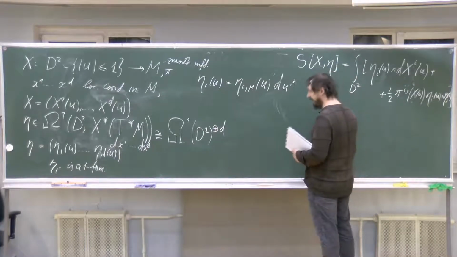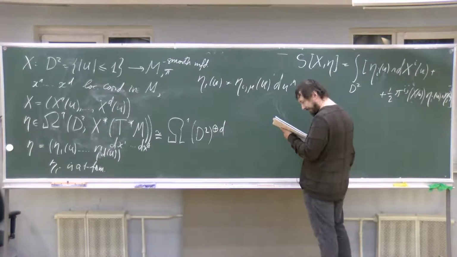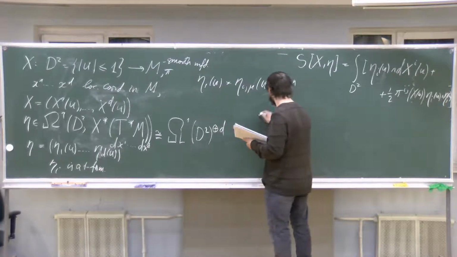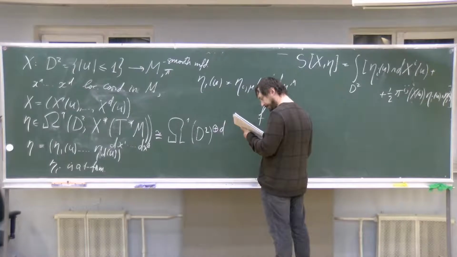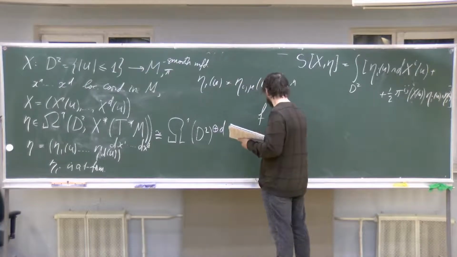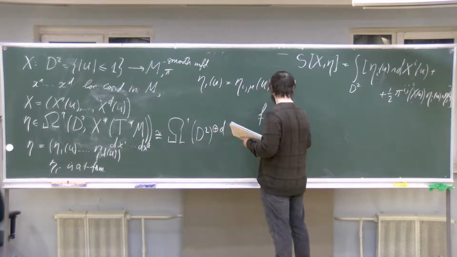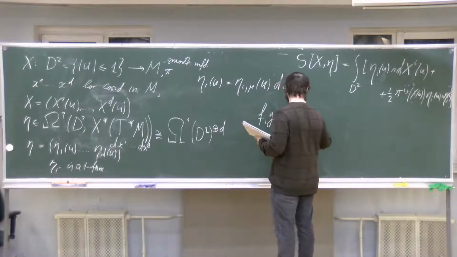Okay, anyway, that's not the craziest part of the story, because now we can define the star product of functions on M. So let f and g be two smooth functions on M.